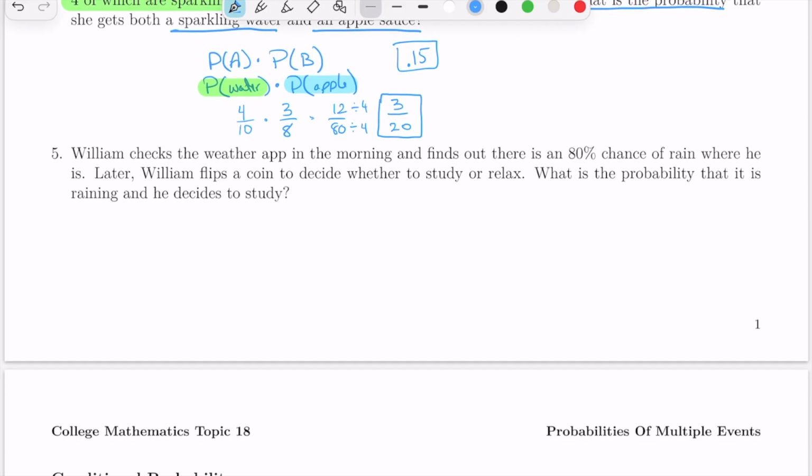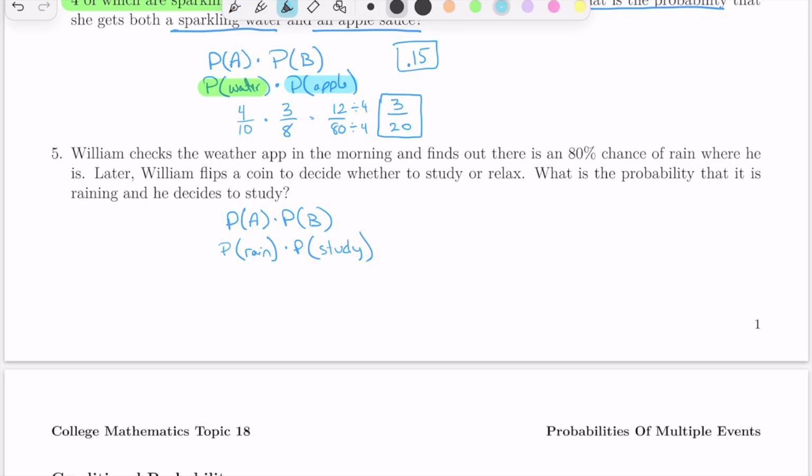William checks the weather app in the morning and finds there's an 80% chance of rain where he is. And later, William flips a coin to decide whether to study or relax. What's the probability that it's raining and he decides to study? Well, these two things definitely do not affect each other, right? Whether it rains or not has no bearing on how this coin is going to land. So once again, we're going to multiply the probability of A times the probability of B. Or in other words, the probability that it's going to rain times the probability that he's going to study.